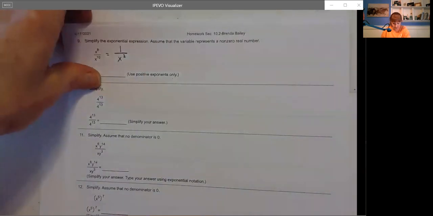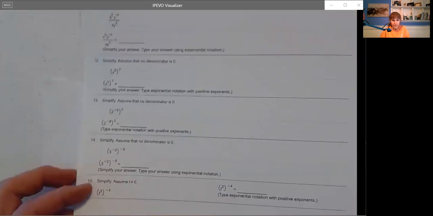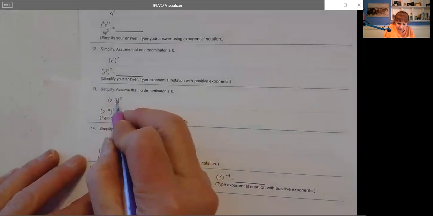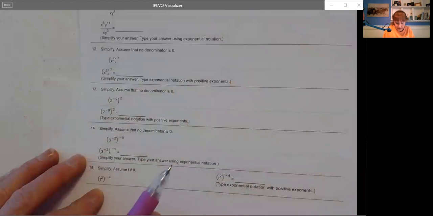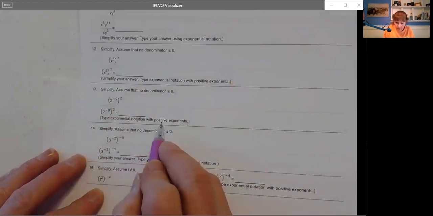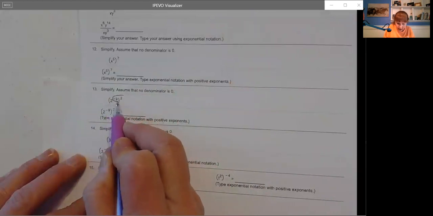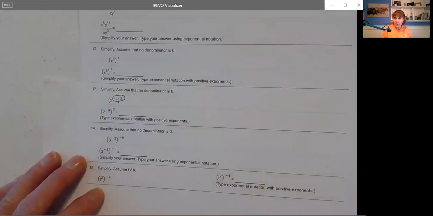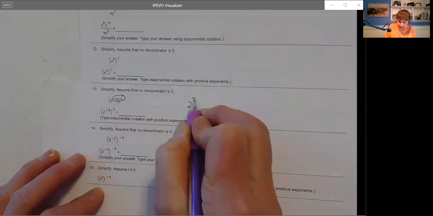Okay, now, let's look at number 13. Man, we almost did this entire assignment quite quickly. They want you to type exponential notation. So we're not going to have just a number here with positive exponents. All right, so I'm going to take a power to a power. I'm going to multiply. You have choices, and as you get into upper level mathematics, you have more ways of solving a problem. But we're going to go ahead and multiply those and get 10 to the -18.